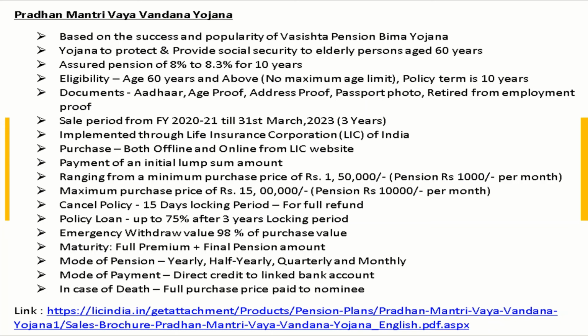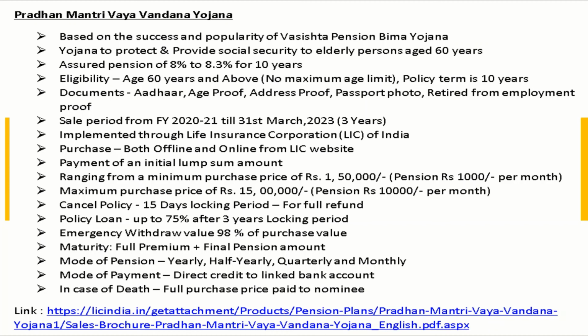In case you want to cancel the policy, you have to do it within 15 days. If within 15 days you see that this is not going to benefit you, you can go to the LIC office and cancel it, and the entire amount will be refunded. If you want to take a loan, you can take it only after 3 years. After 3 years you can take up to 75% of the amount as a loan. Emergency withdrawal is only for treatment. In case you are undergoing any treatment, you can withdraw up to 98% of the purchase value.